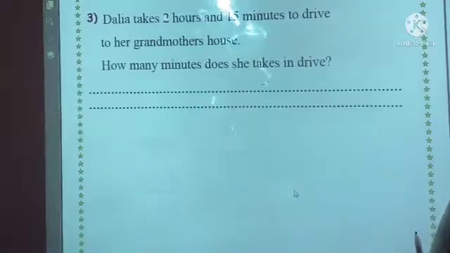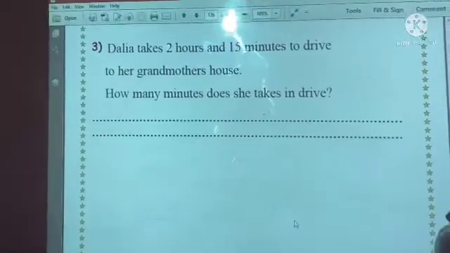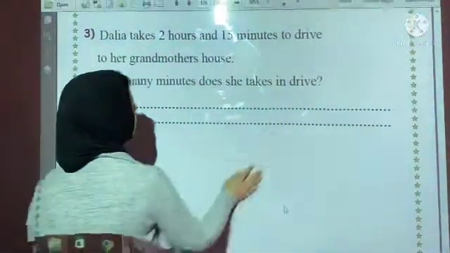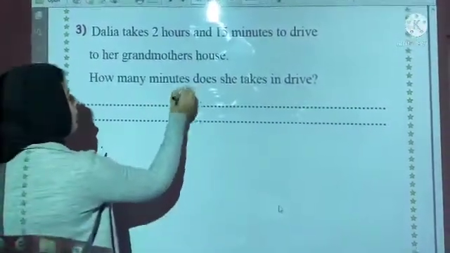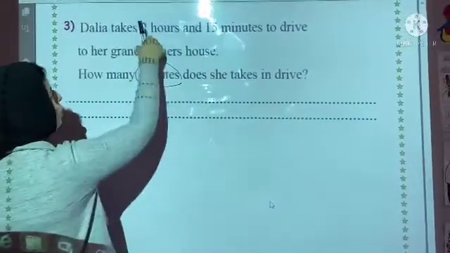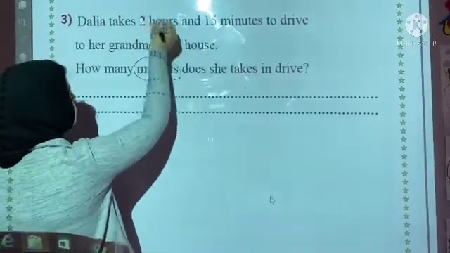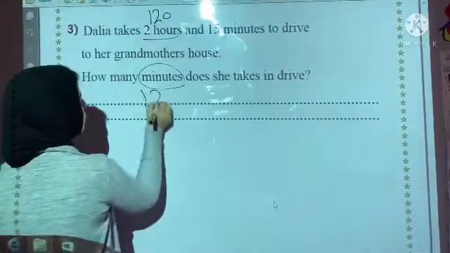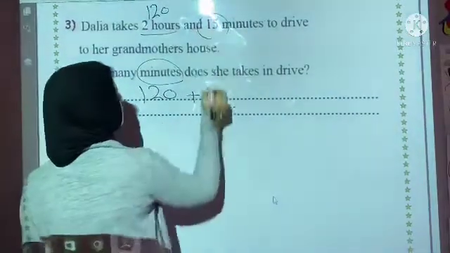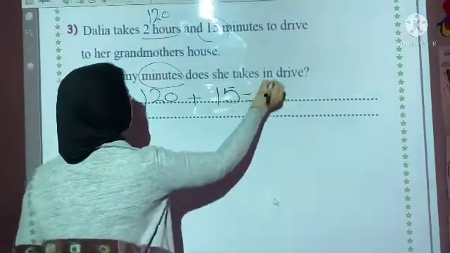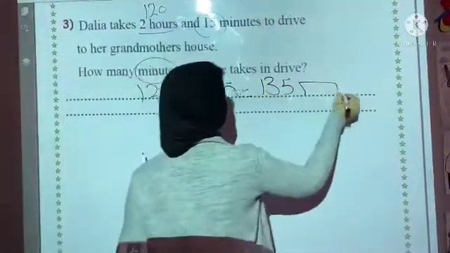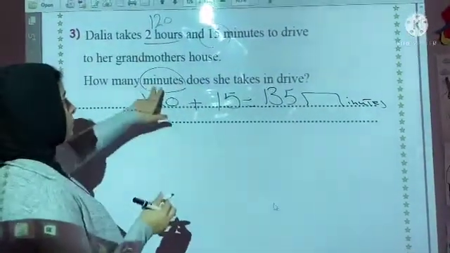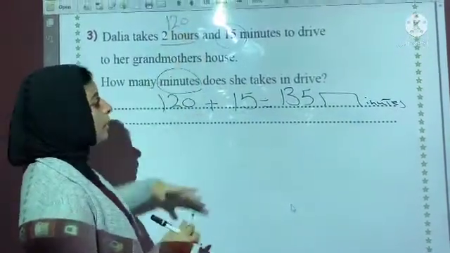Here Daniel takes 2 hours and 15 minutes to drive to her grandmother's house. How many minutes does she take to drive? That means she wants the answer to be in minutes. I'm gonna convert the hours to minutes. So 2 hours equals how many minutes? Equal to 120. So 120 minutes plus 15 minutes will be 135 minutes. So when you want your answer to be in minutes, it means you're gonna convert the hours to minutes.